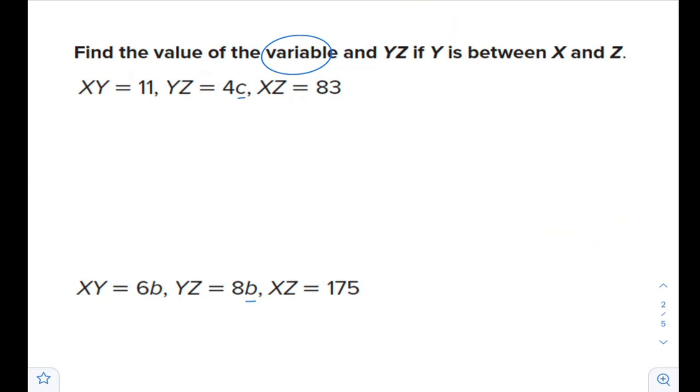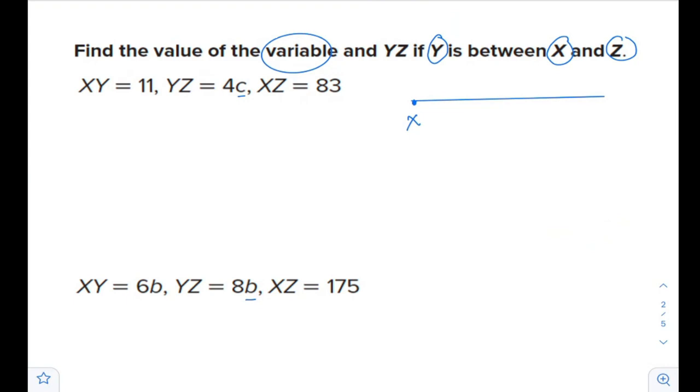If Y is between X and Z. So we have here to imagine that we have a segment XZ. Y is somewhere between. He didn't say midway. He didn't say at the middle. It's between them. And you are asked to find the variable and YZ. Now let's put the dimensions.